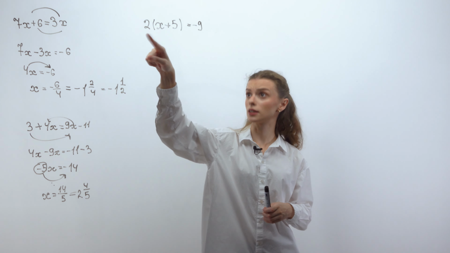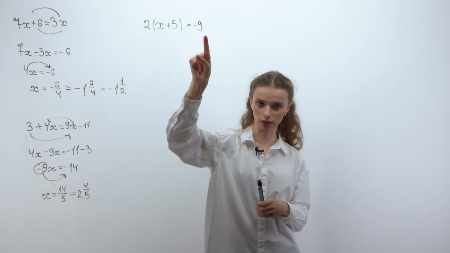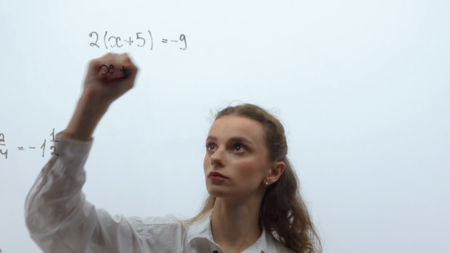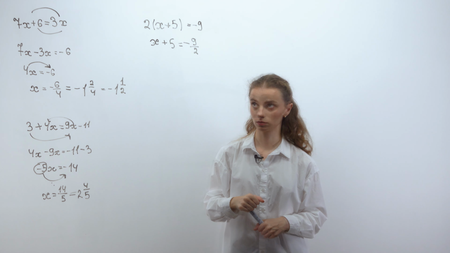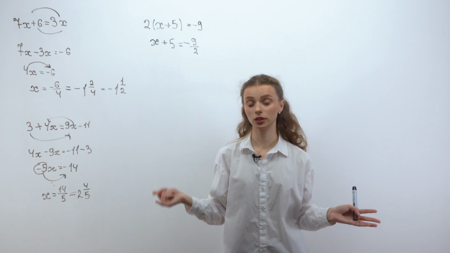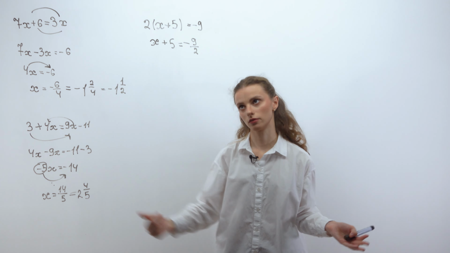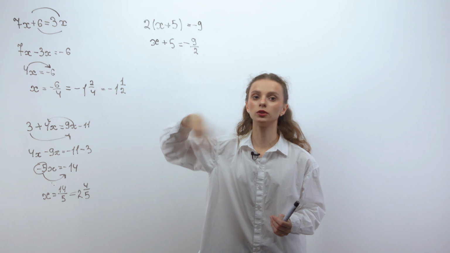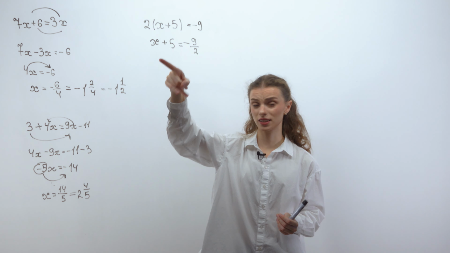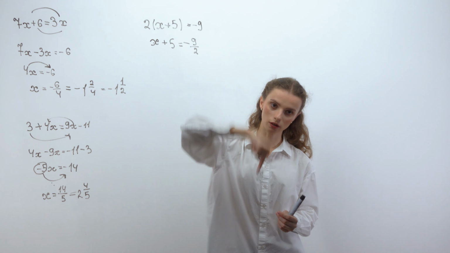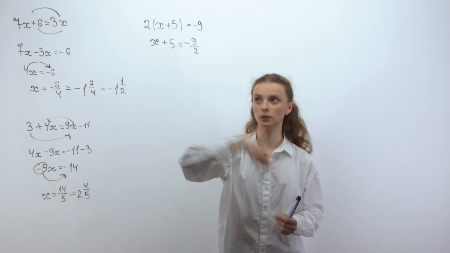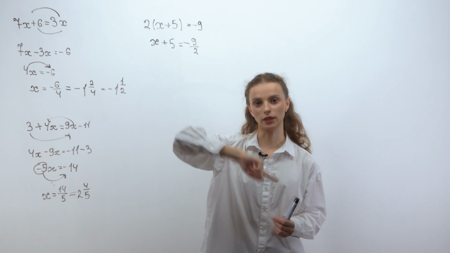Okay, so since here I have multiplication, right? Here I'm going to have division. I have x plus 5 equals negative 9 over 2. What are we going to do now? We need to isolate x, leave it by itself. Here we do not have anything that multiplies x, but we have x plus 5. So let's get rid of this plus 5. We will put it on the opposite side with the opposite sign. Here it's plus, then it becomes minus.